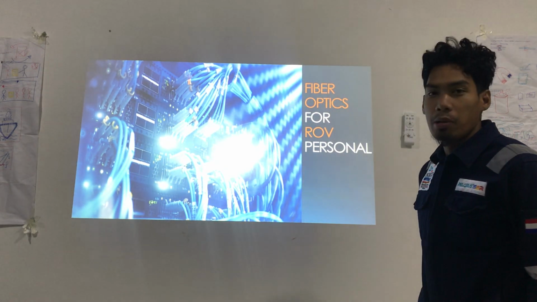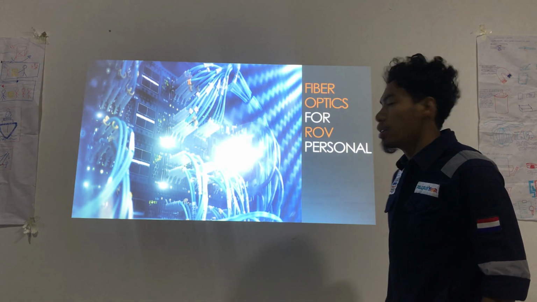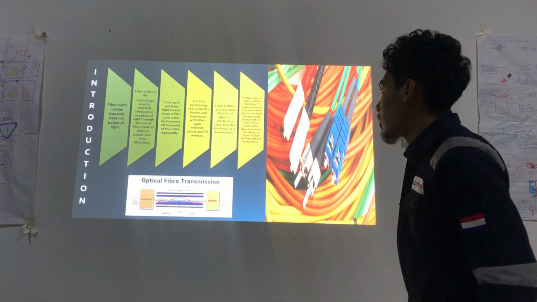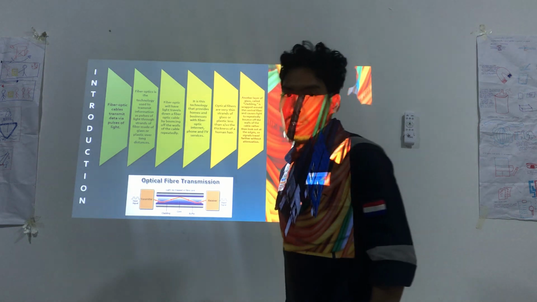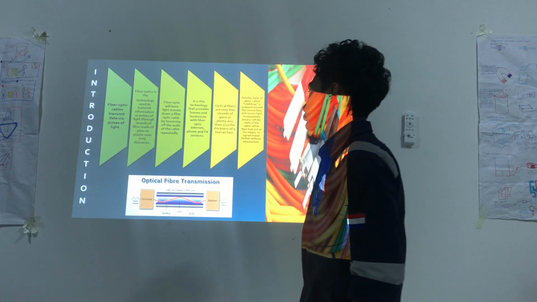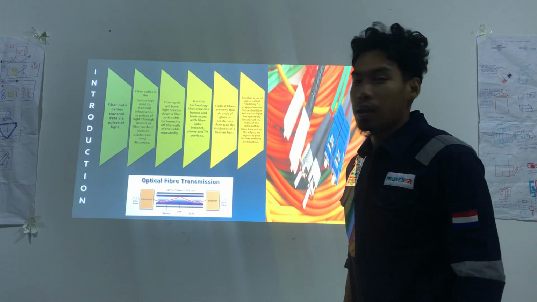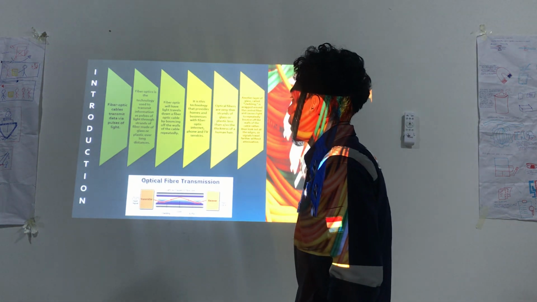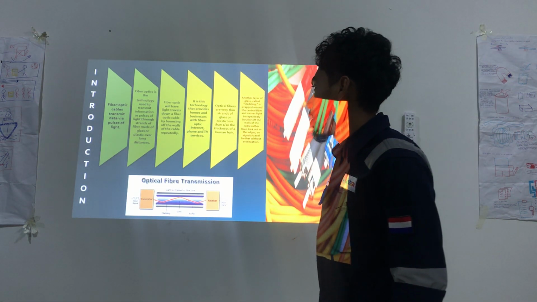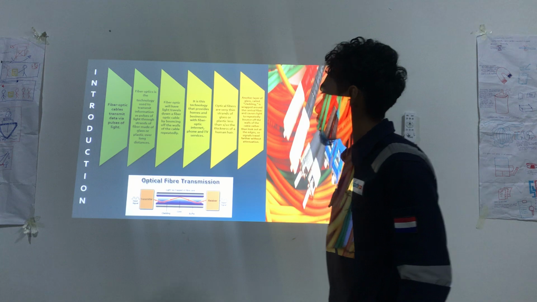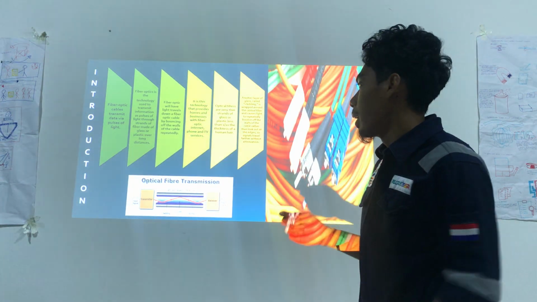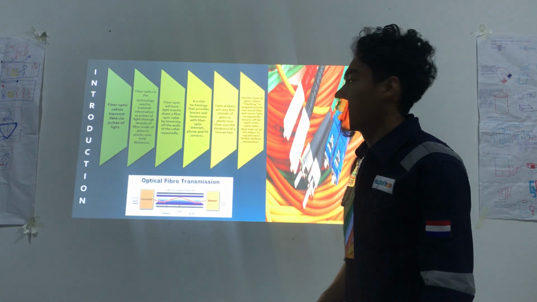Okay, so today I will present about fiber optics for ROV personnel. For the introduction, fiber optics are cables that transmit data via pulses of light. Fiber optics is the technology used to transmit information as pulses of light through strands of fiber made of glass or plastic over long distances.